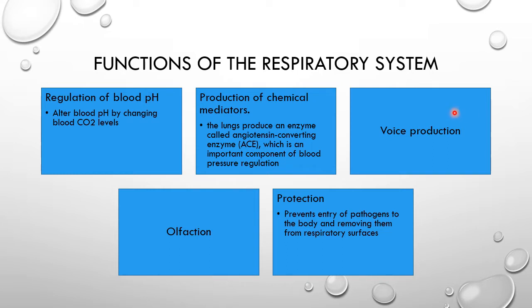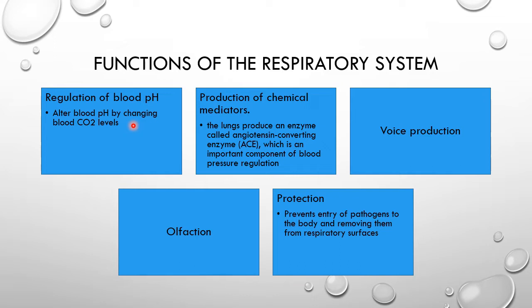Now, let's go to the different functions of the respiratory system. First is the regulation of blood pH. Okay, so remember there are two organs that are responsible in regulating very carefully the blood pH. One of them is the respiratory system, but the other one is your urinary system. So you will also hear the same function when we discuss the urinary system. So how does your respiratory system help in regulating the blood pH?